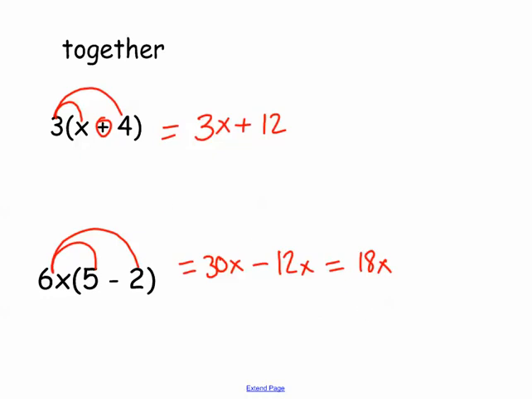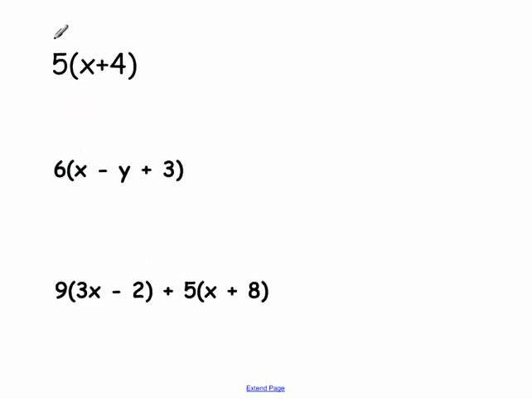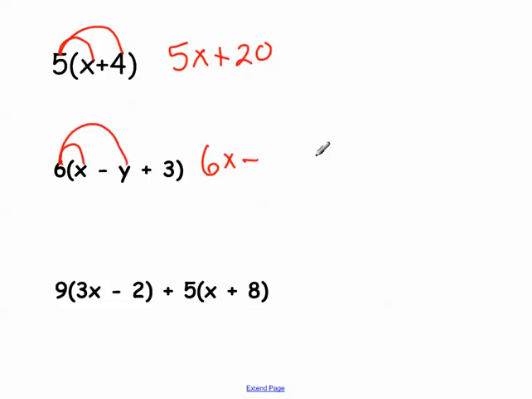All right, we've got 3 more to do together. All right, 5 times x is simply going to be 5x. Keep my sign, plus, and then 5 times 4. That's 20. All right, we get a little bit longer here. That's okay. Don't freak out. 6 times x is simply 6x. Keep my sign, minus 6 times y is just 6y, plus 6 times 3. That's 18.